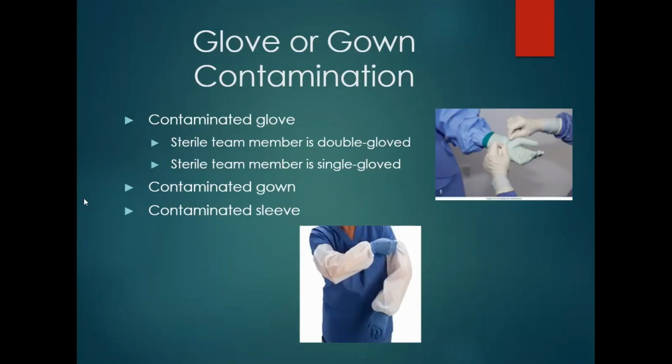So for a contaminated glove, if you are already double gloved, then what you would do is let the circulator know, and she will put on non-sterile gloves and remove that top glove from you. And then you can repeat to put on a second pair of gloves if you wish.